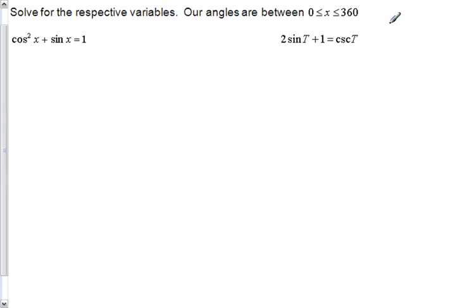Look at this one over here. I have 2 sine of t plus 1 equals cosecant t. Alright, made a mistake. Yeah, there should be a t. Otherwise, it doesn't make any sense. Okay. Let's take a look and see what we can do.